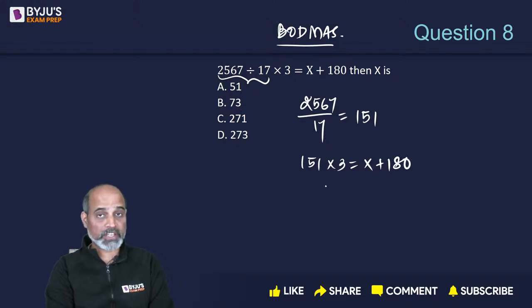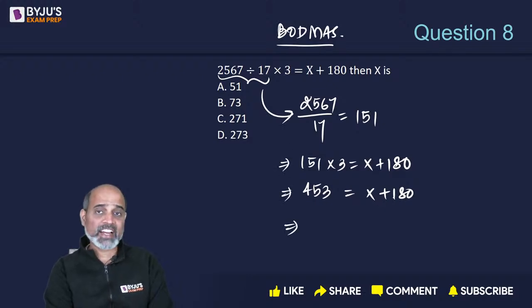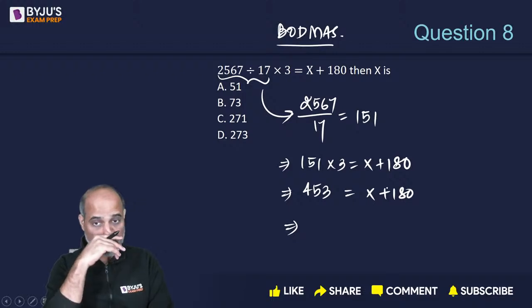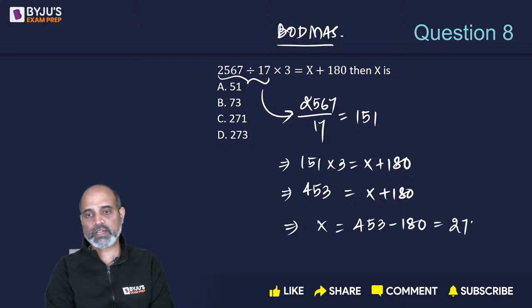Next is multiplication. 151 into 3 is going to be 453 is equal to x plus 180, right? Next, we can't add because there is a variable on the right hand side. So we'll take 180 to the other side and subtract. So we will have x is equal to 453 minus 180, which will result in 273. So D becomes our answer, right?